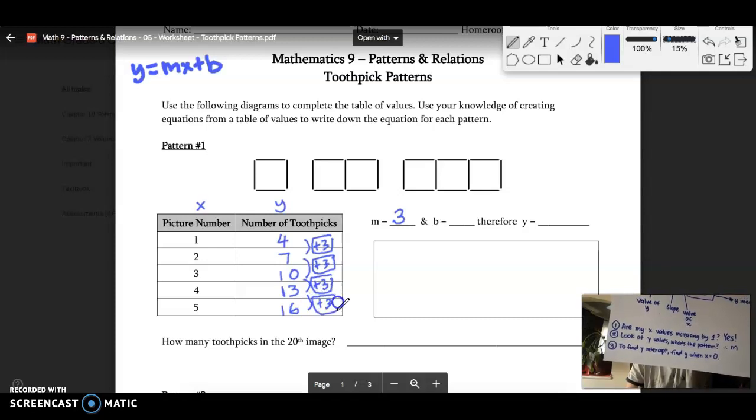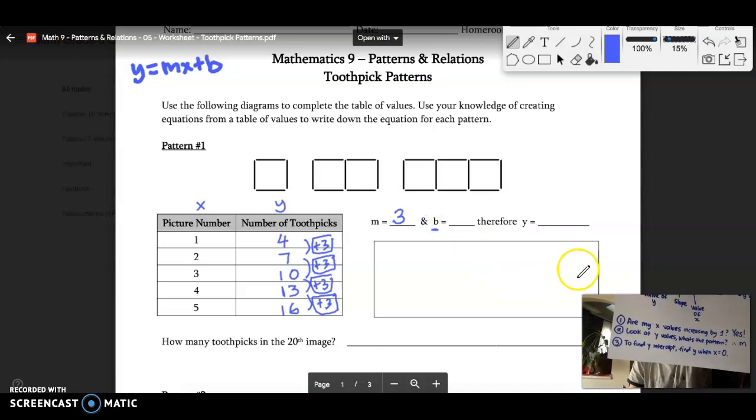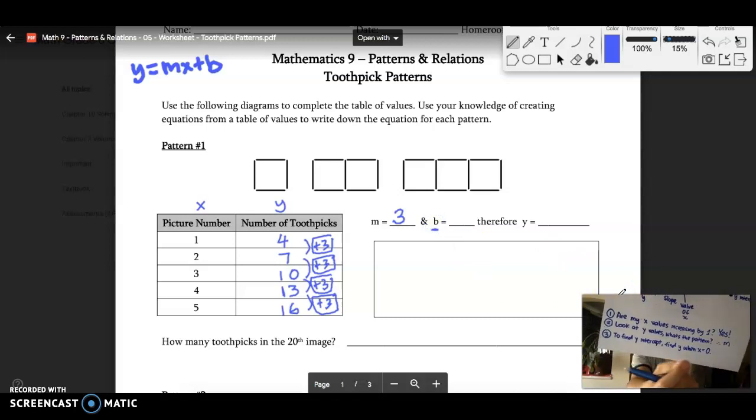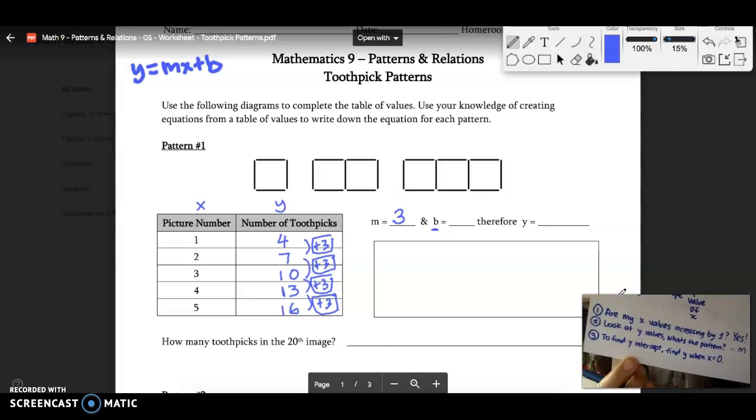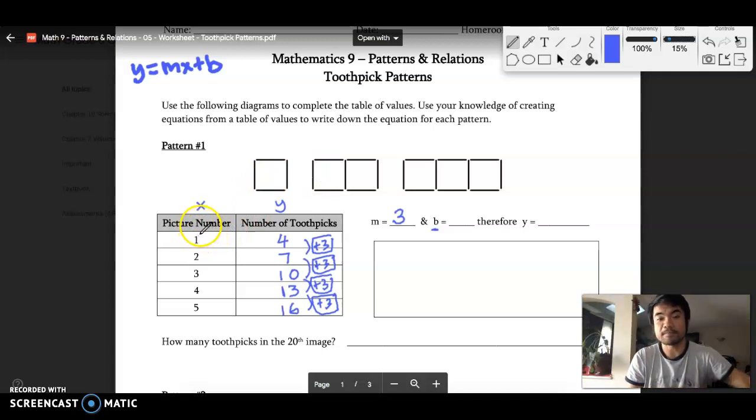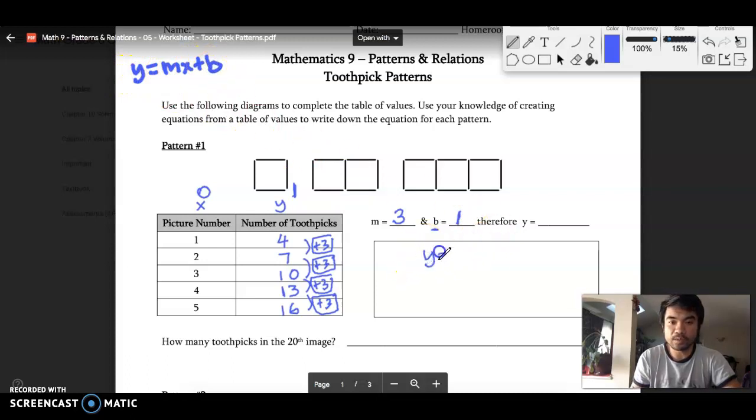Now let's look at the b value. How do we find this b value? It says here to find the y-intercept, find y when x is at 0. So you know how this one is picture 1? Now I know it doesn't make sense, what is picture 0? But if you're going down, you're adding 3, so if you are going up, you're going to minus 3. So 4 minus 3 is going to be 1. So when x is at 0, my y-intercept is 1. Therefore, using y equals mx plus b, my formula is going to be y equals 3x plus 1. That's it.